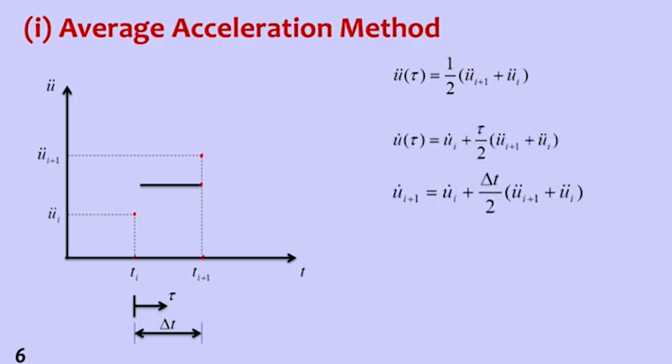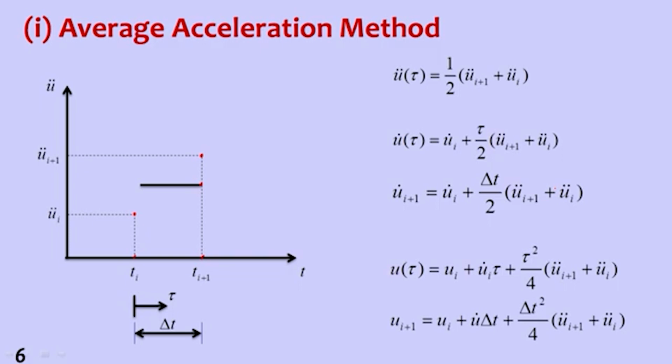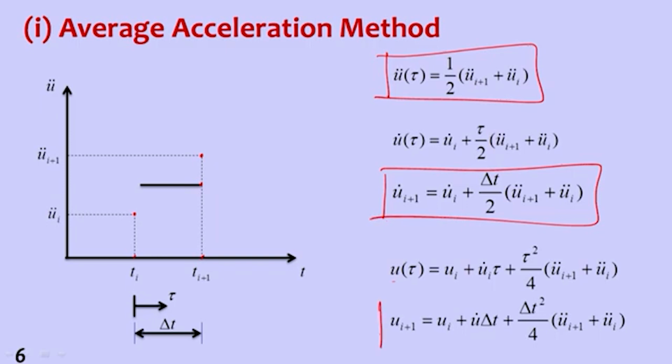So, that is the average. Then u dot tau, how do we get that? You integrate it, and you get the velocity at the i plus 1th time instant as u dot i plus delta t by 2 into u double dot i plus 1 plus u double dot i. This is how we get the velocity value, and the displacement value you can get from this equation, by integrating once more and then substituting this time instant. So this is the acceleration term, this is the velocity term, and this is the displacement term. We make use of these in the further equations.